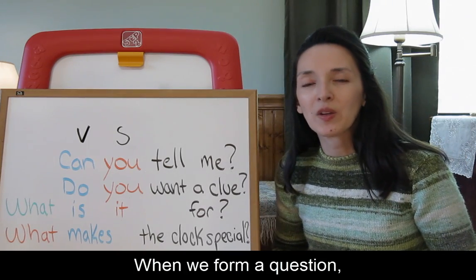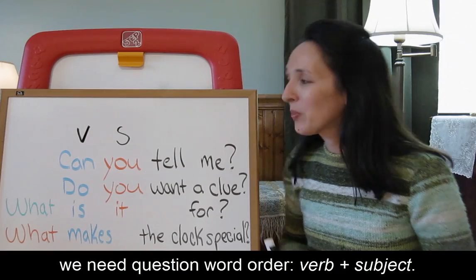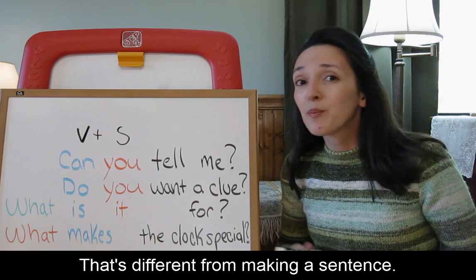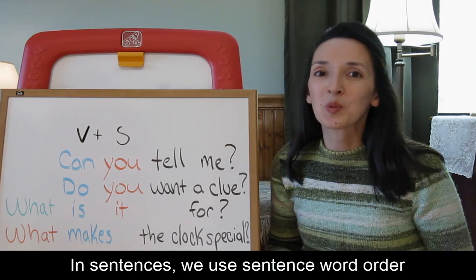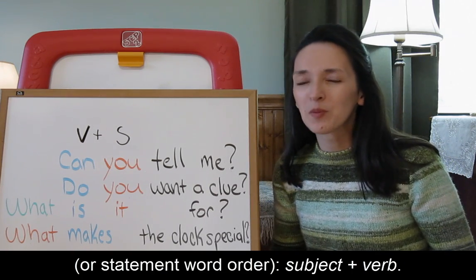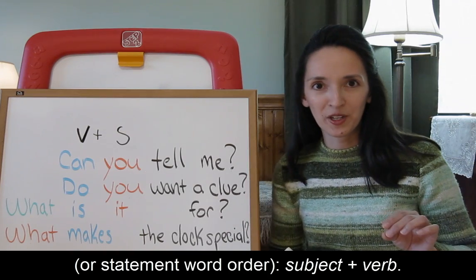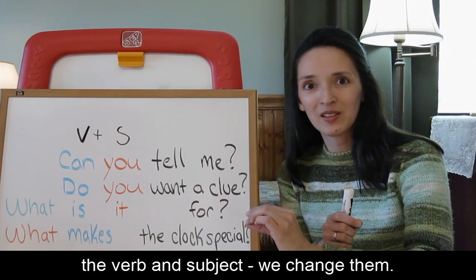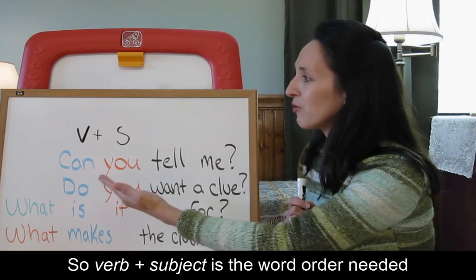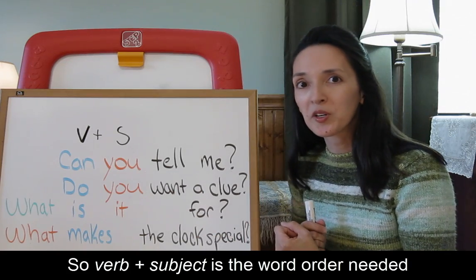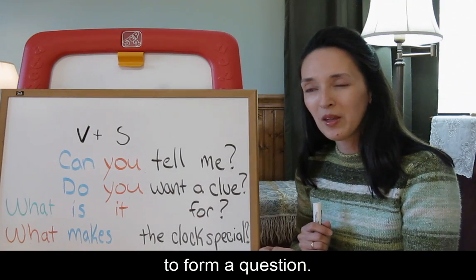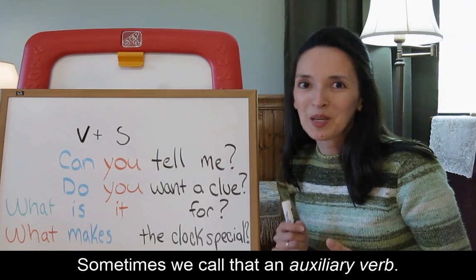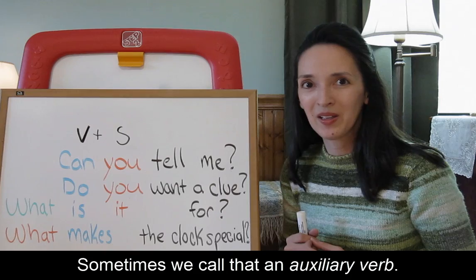When we form a question, we need question word order. Verb plus subject. That's different from making a sentence. In sentences, we use sentence word order or statement word order, subject plus verb. But when we form a question, we invert the verb and subject. We change them. So verb plus subject is the word order needed to form a question. But which verb exactly comes first? A helping verb. Sometimes we call that an auxiliary verb.